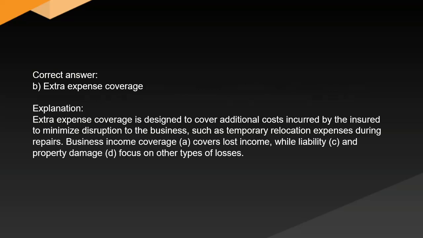Correct answer. B. Extra expense coverage. Explanation. Extra expense coverage is designed to cover additional costs incurred by the insured to minimize disruption to the business, such as temporary relocation expenses during repairs. Business income coverage, A, covers lost income, while liability, C, and property damage, D, focus on other types of losses.